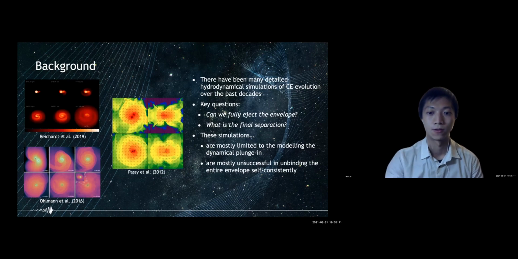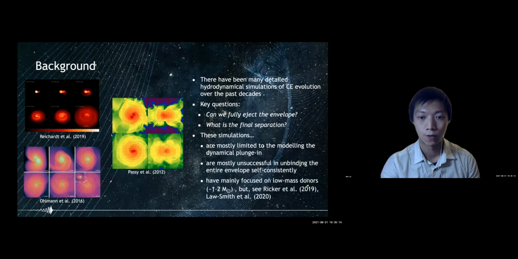thermalized locally. And moreover, these simulations have really mainly focused on low mass donors, roughly about 1 to 2 solar masses. But there have also been some recent works to explore high mass donors from Paul and collaborators, and also a recent submitted paper from Jamie Law-Smith and collaborators.